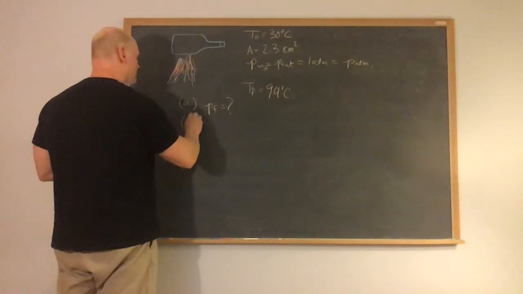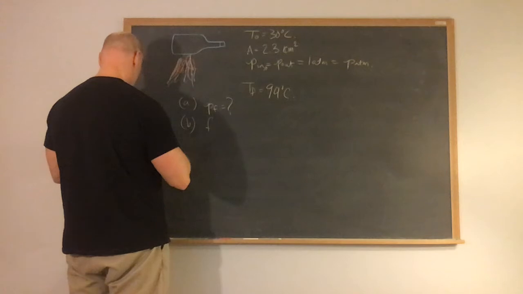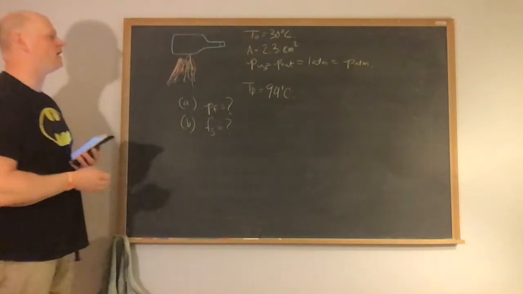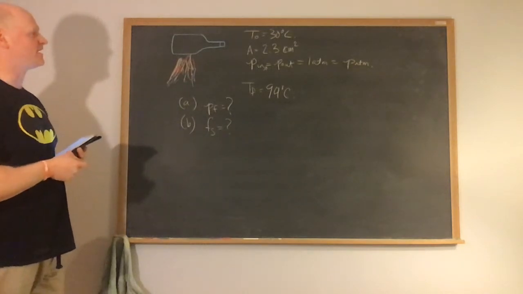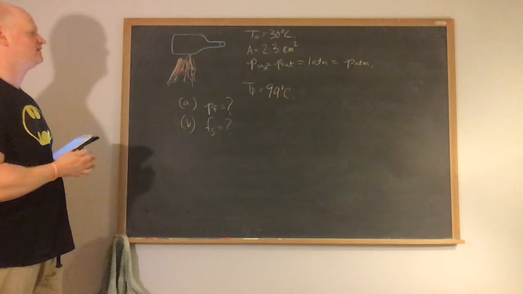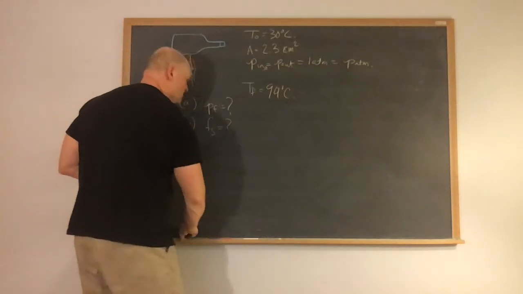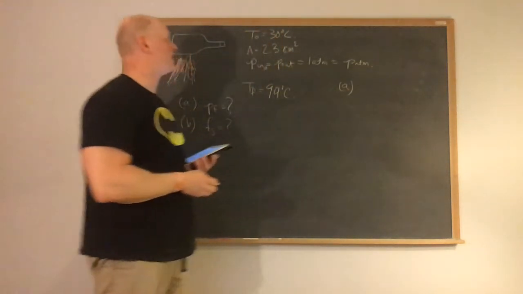And then for part B, what we want to know is what is the static friction equal to right before the cork pops out? Right before that cork pops out, what is the value of the static friction that holds this thing in equilibrium? So let's look at part A first.